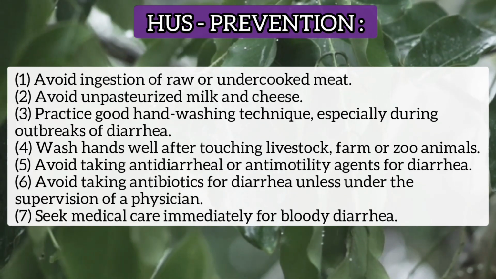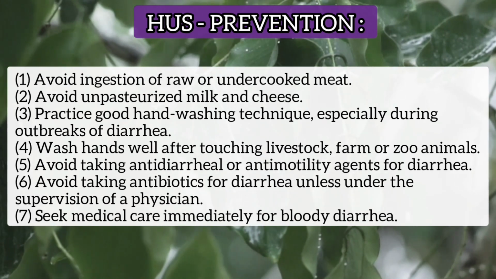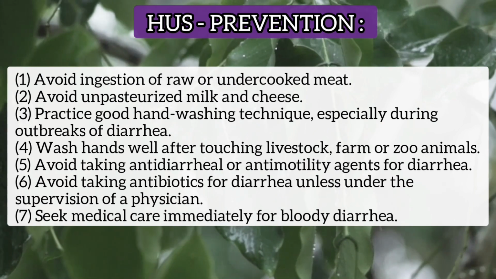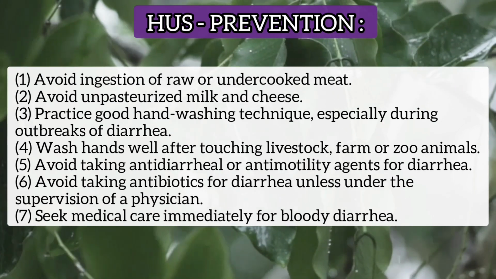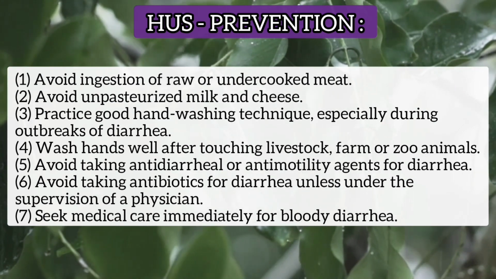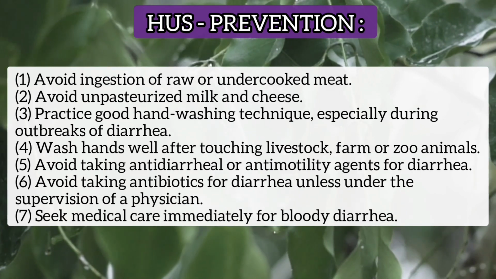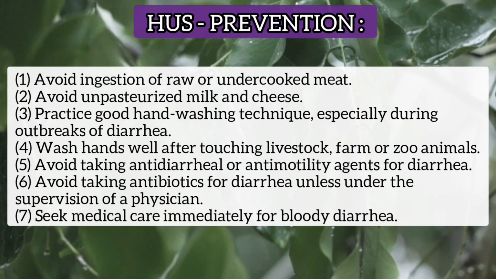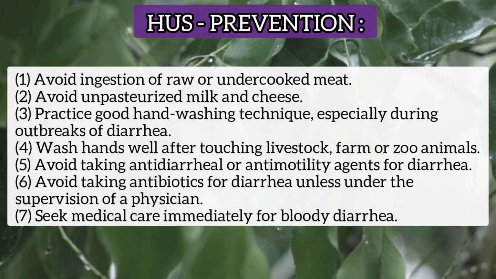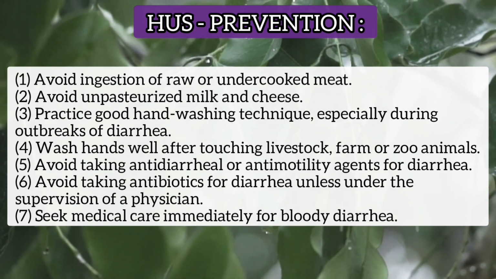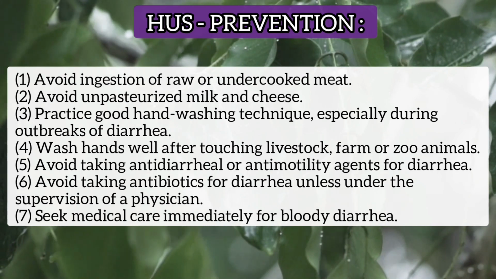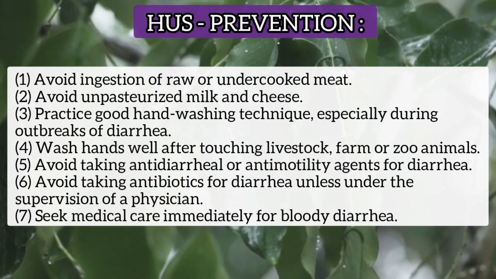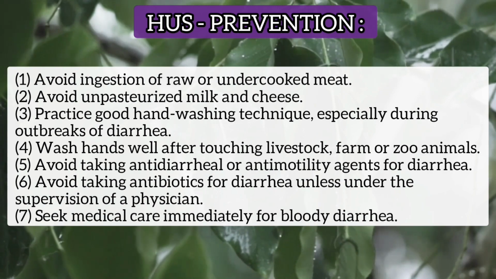Avoid ingestion of raw or undercooked meat. Avoid unpasteurized or raw milk and cheese. Practice good hand washing technique, especially during outbreaks of diarrhea. Wash hands after touching livestock, farm, or zoo animals. Avoid taking antidiarrheal or antimotility agents during diarrheal episodes. Avoid taking antibiotics for diarrhea unless under the supervision of a physician. And seek medical care immediately for bloody diarrhea.